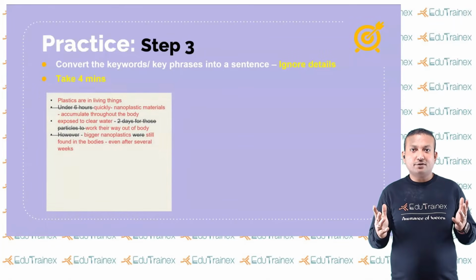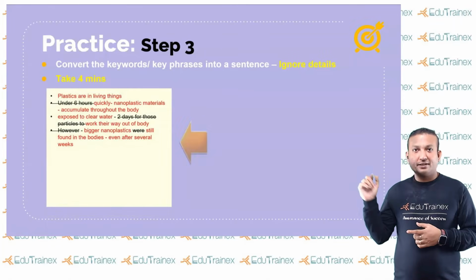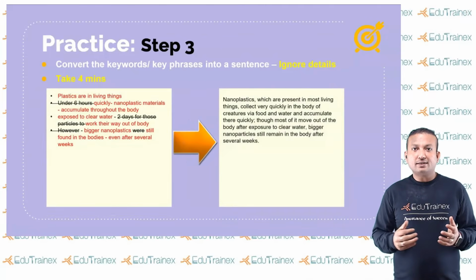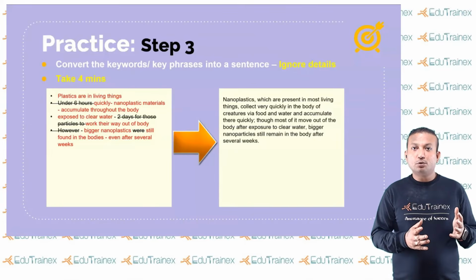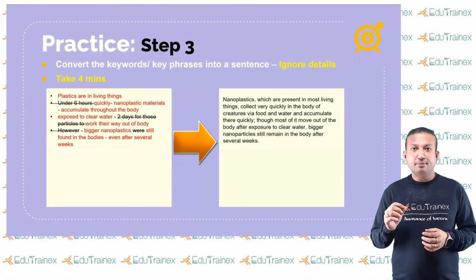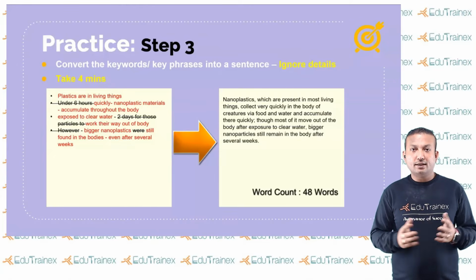Hope you are ready with your draft. See what I have written here. Nanoplastics, which are present in most living things, collect very quickly in the body of creatures via food and water and accumulate there quickly. Though most of it moves out of the body after exposure to clear water, bigger nanoparticles still remain in the body after several weeks. And the word count is 48 words.